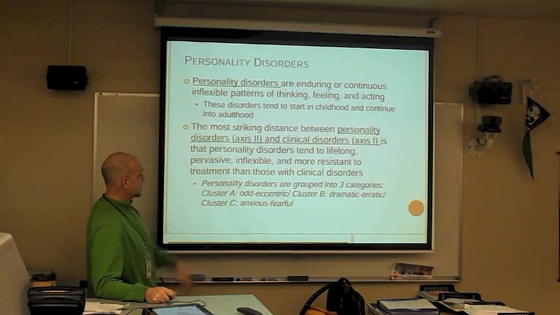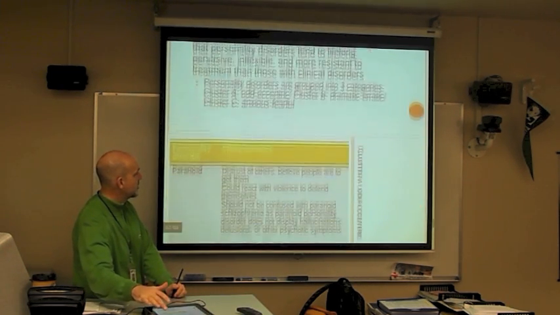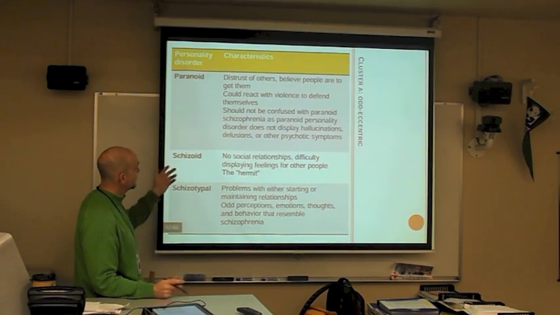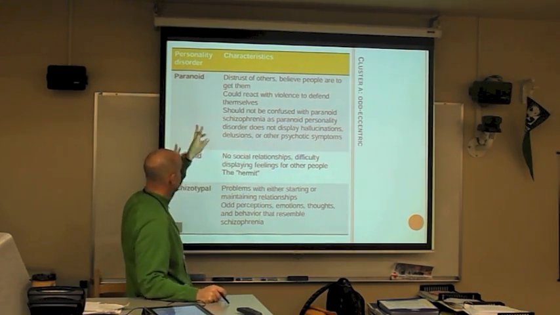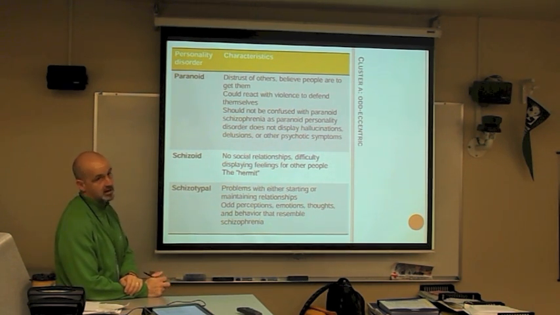Now, personality disorders are grouped into 3 categories. Cluster A is odd, eccentric, cluster B is dramatic, erratic, and cluster C is anxious, fearful. Now, for the most part, you don't have to know them all, but you have to kind of know the major types of personality disorders. Now, from cluster A, paranoid personality disorder is simply a distrust of other people. They believe people are out to get them.